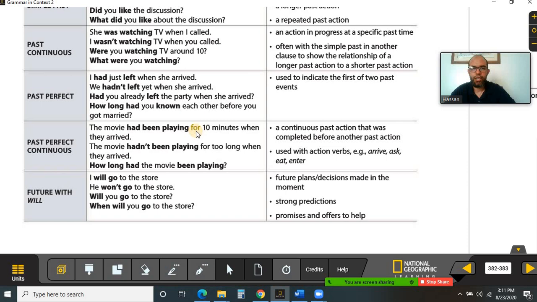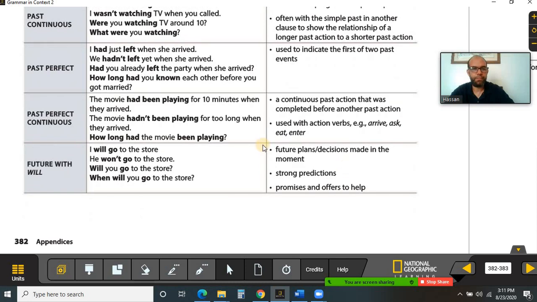So here, for 10 minutes, for too long, you will always see the word for, that shows the duration of the action. Okay? I had been taking a shower for 10 minutes before you called, or when you called. Okay? Remember, the past perfect continuous is used when we are interested in how long the action was taking place before another short action happened.